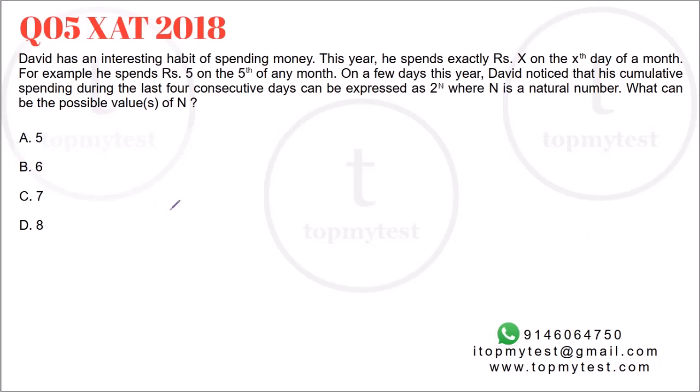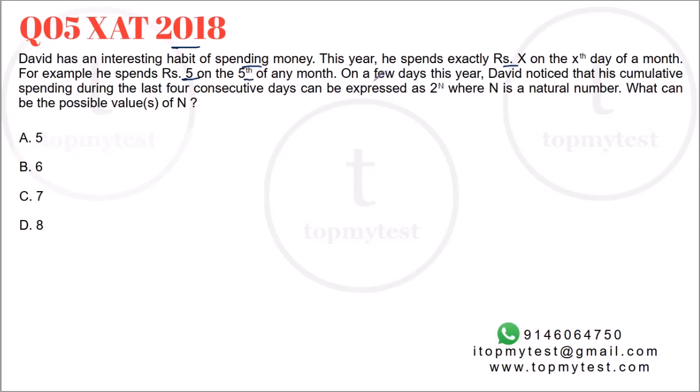Okay. The last one basically was from XAT 2018. It's a very interesting question on indices. Let's see what this says. David has an interesting habit of spending money. This year he spends exactly rupees X on the Xth day of the month. For example, he spends 5 rupees on 5th of any month. Okay. So whether it's January 5th or February 5th or March 5th or December 5th, he'll spend 5 rupees on that day.